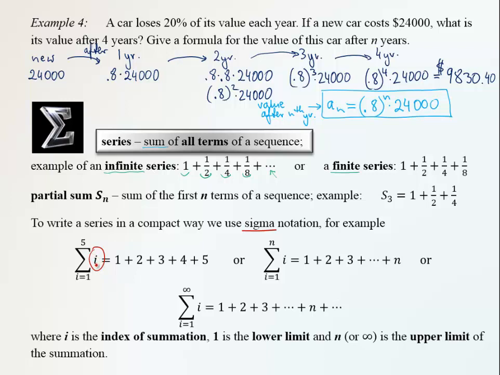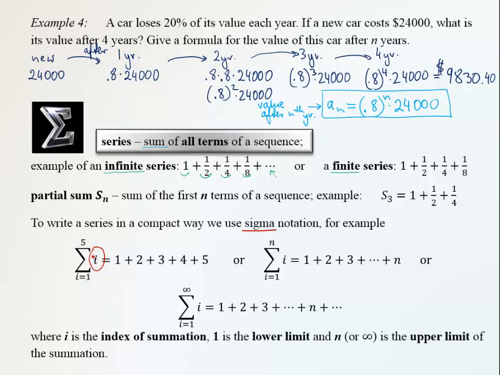So this counter could be called I or K or even sometimes N. However, N is usually reserved for the last index, so we usually use I or K, but it could be any other letter. Now at the bottom of the sigma and at the top of the sigma, we'll list the limits. These numbers will tell us which terms of the sequence with the general term I we should actually add. So here we are adding all terms from 1 to 5.